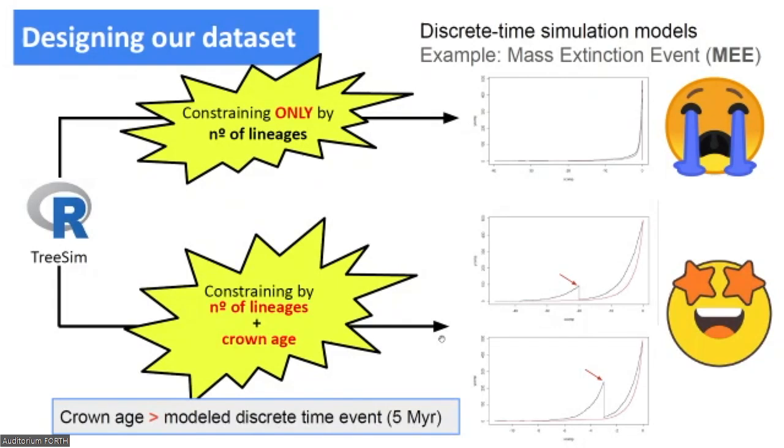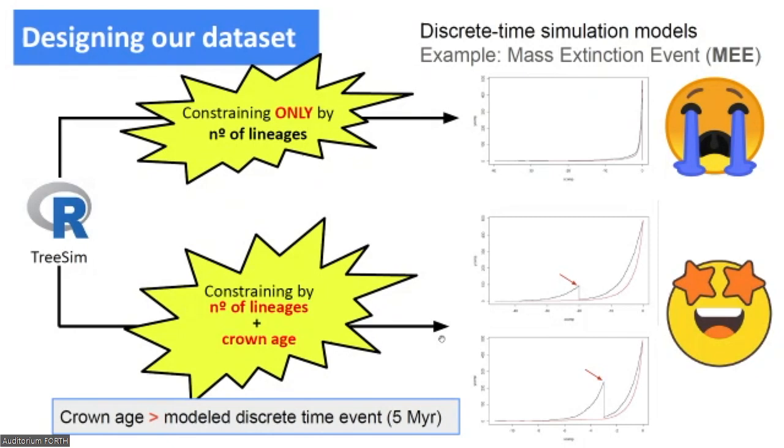So the first part was to design our dataset. It was clearly the hardest part because defining the parameter range for each model was very difficult. We did that in the R package TreeSim. At first, we only constrained our phylogenies by the number of lineages. But we found out that for the discrete rate models and for the mass extinction models, this package often generates trees that are shorter than the time t at which the discrete event must occur.